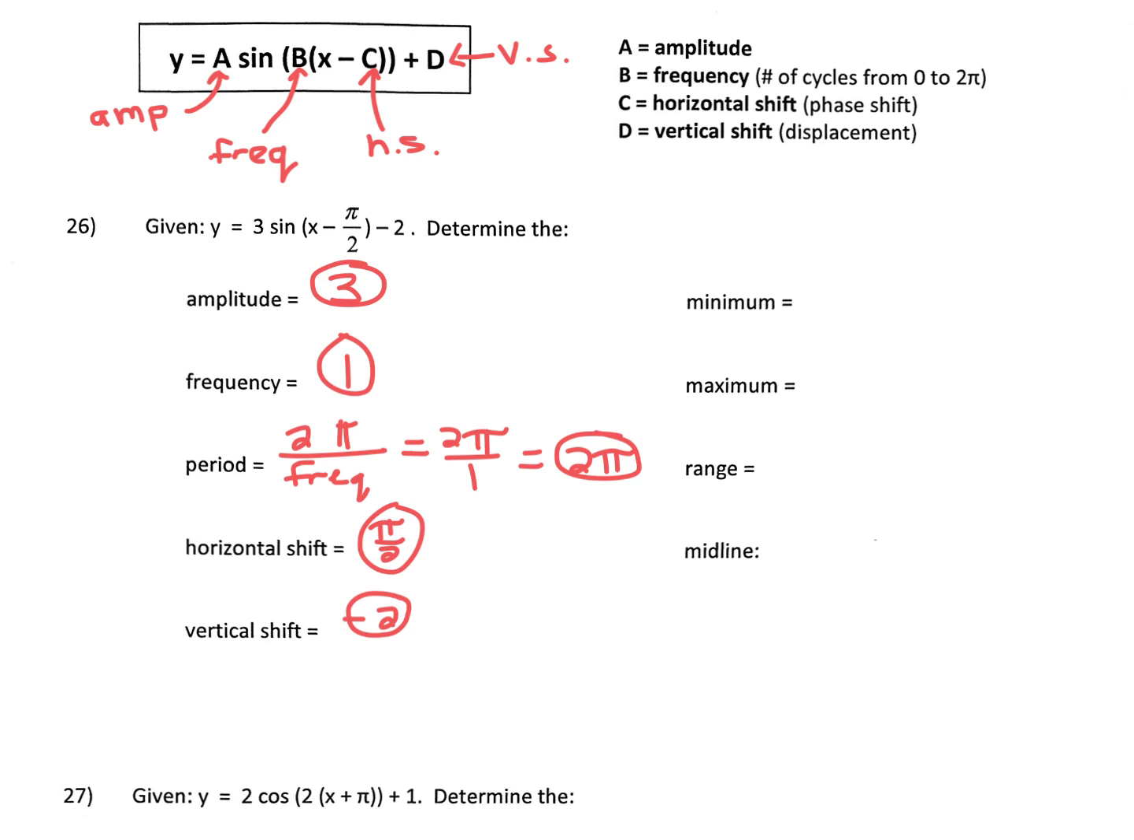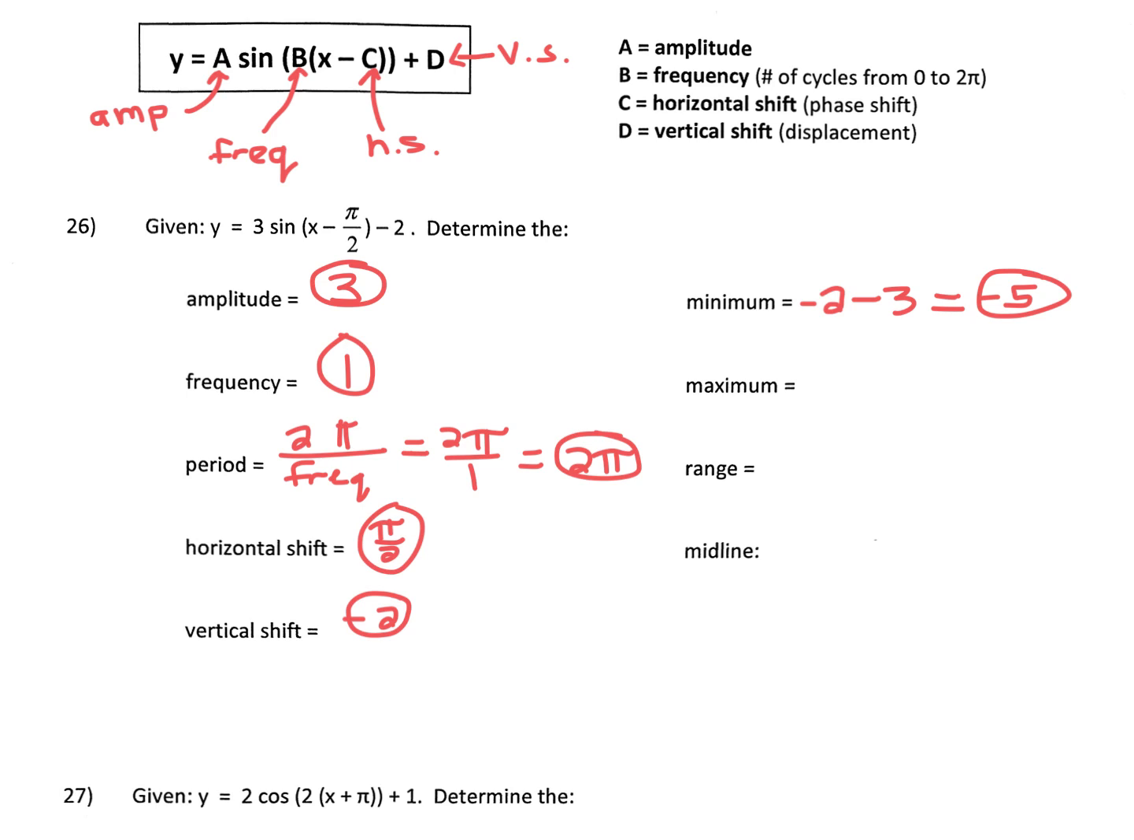The minimum we know is equal to the vertical shift minus the amp. So the vertical shift is negative 2. And from that, we want to subtract off our amplitude, which is 3. So the minimum is going to be negative 5.